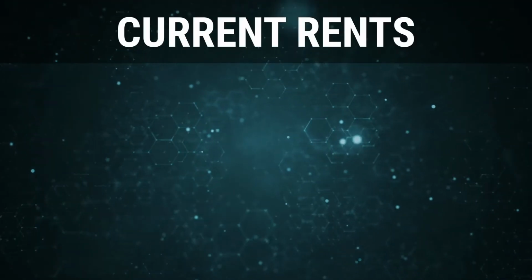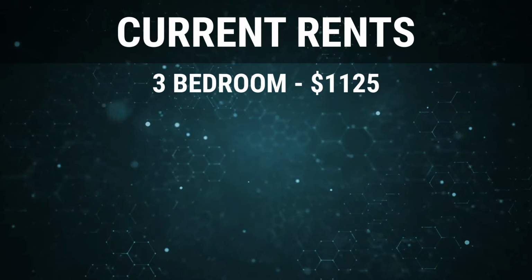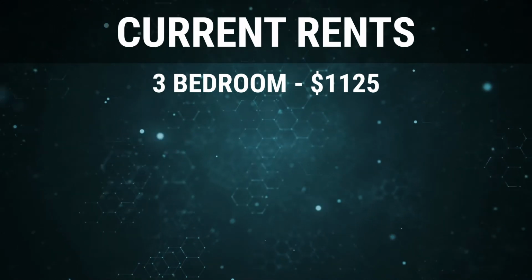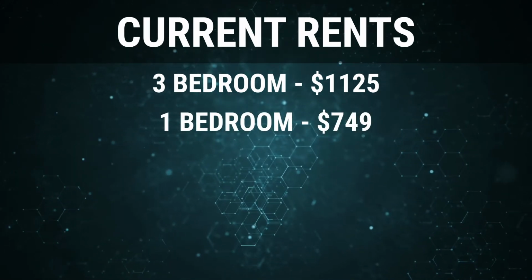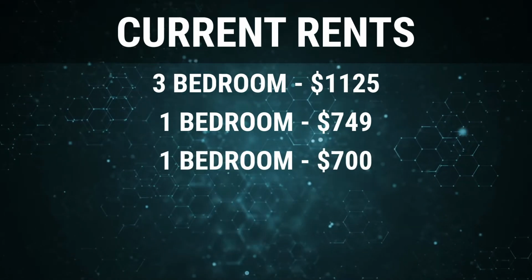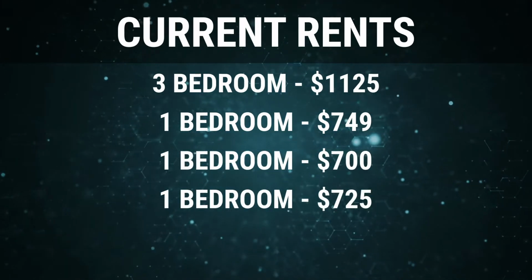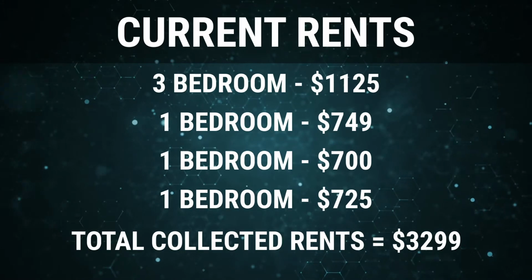It does mention that the 3-bedroom unit is renting for $1,125. We have one of the 1-bedroom units renting for $749. The second unit is being rented for $700 a month. The third 1-bedroom unit is rented for $725, and that current market rent is around $800. So even though it looks like we can increase the rents, always calculate based on what's happening right now.